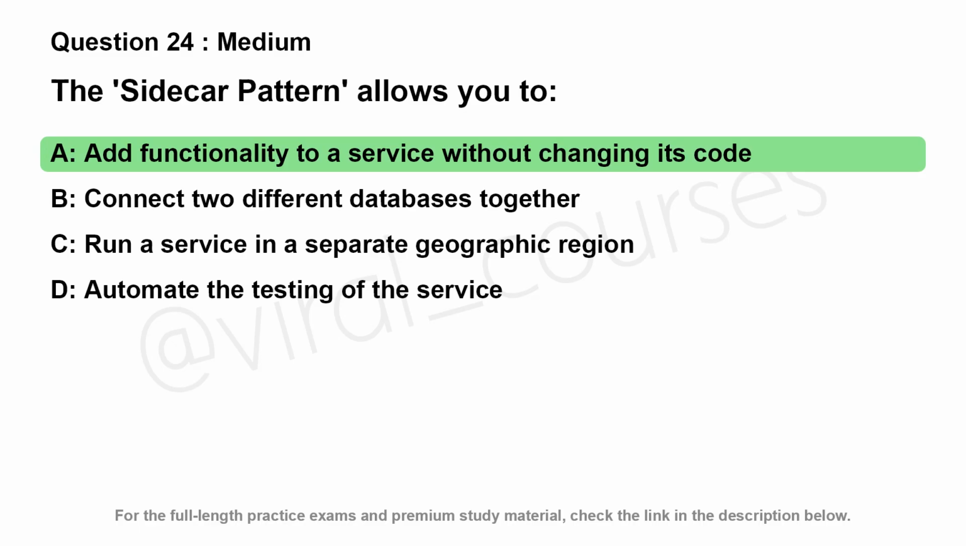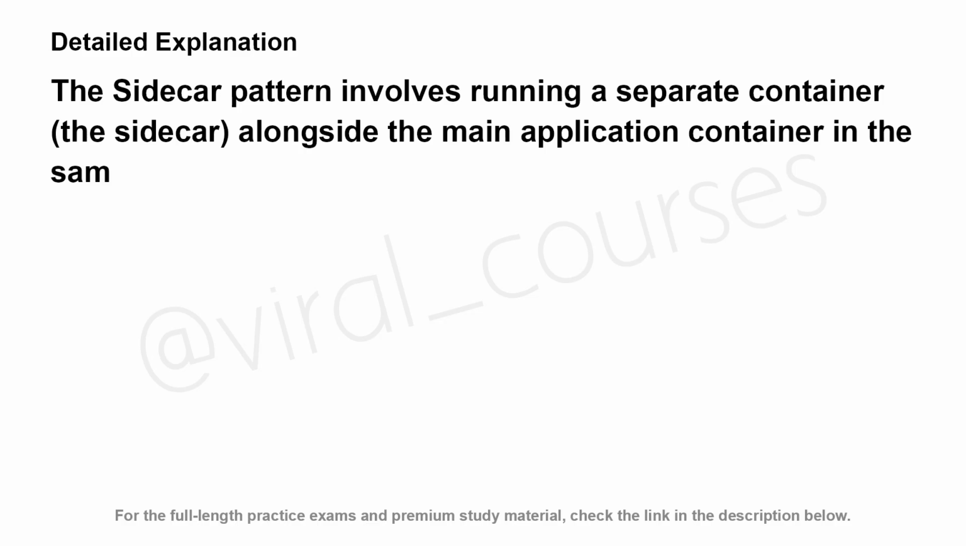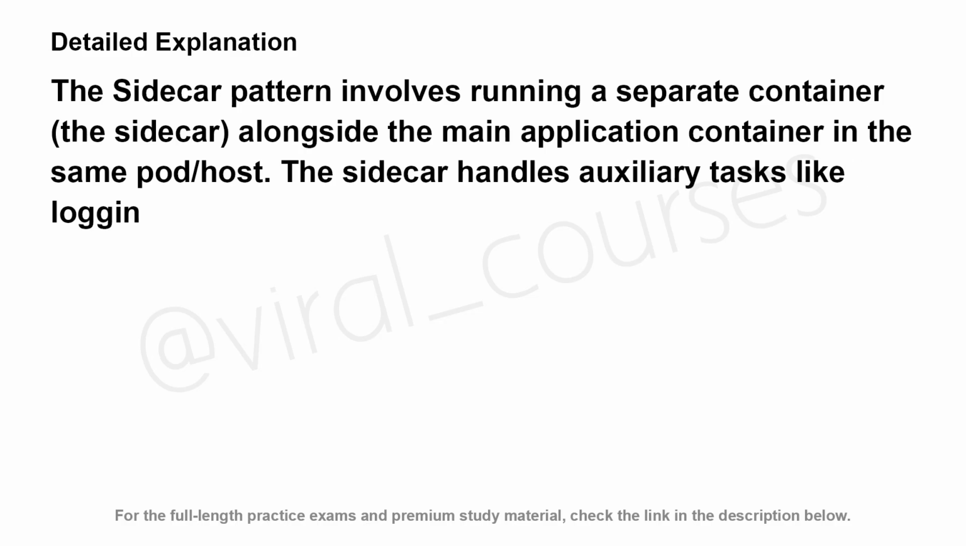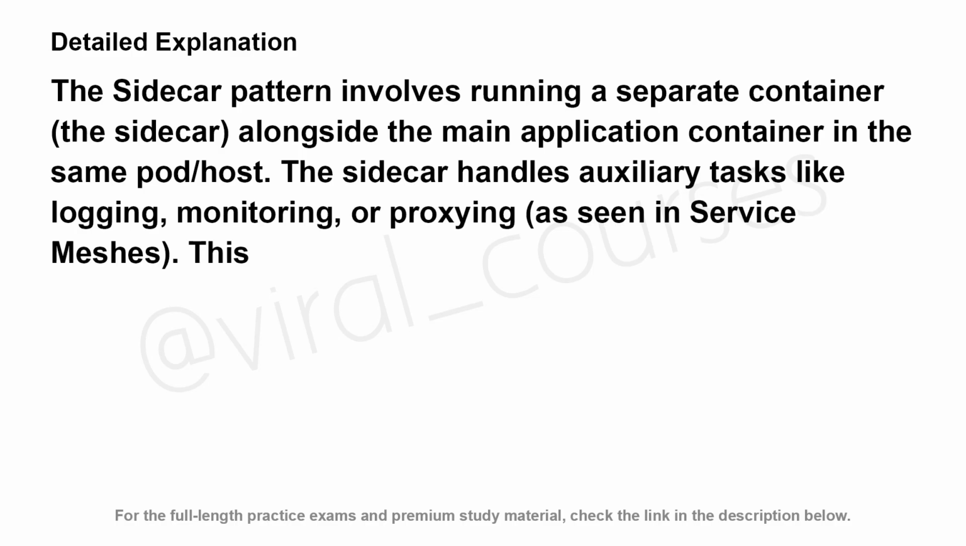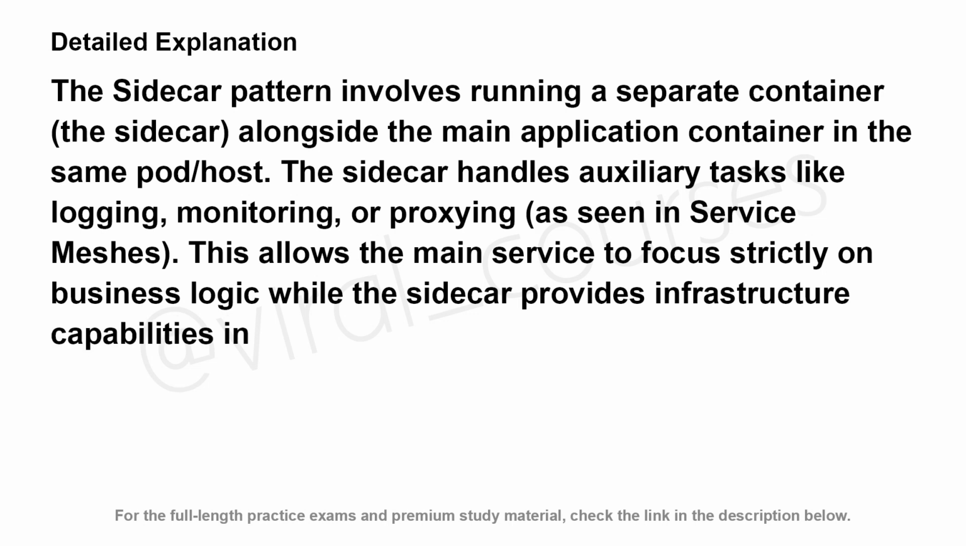The correct answer is A. The sidecar pattern involves running a separate container, the sidecar, alongside the main application container in the same pod. The sidecar handles auxiliary tasks, like logging, monitoring, or proxying, as seen in service meshes. This allows the main service to focus strictly on business logic while the sidecar provides infrastructure capabilities in a language-agnostic way.